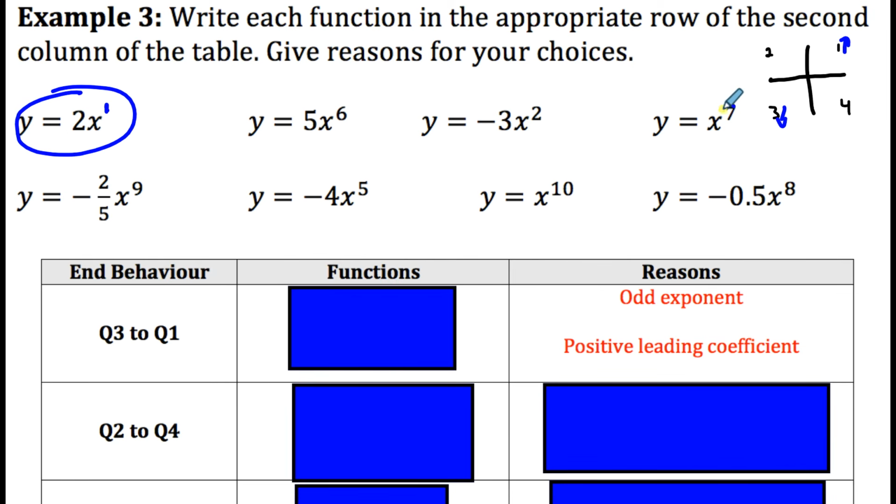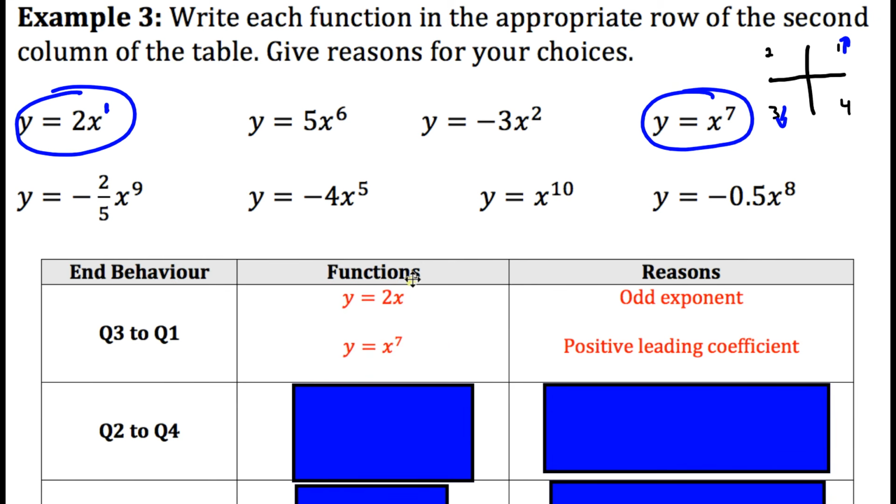And this one has an odd exponent and a positive leading coefficient. So those two functions are both functions that would start in quadrant 3 and finish in quadrant 1. So we'll put them both there.